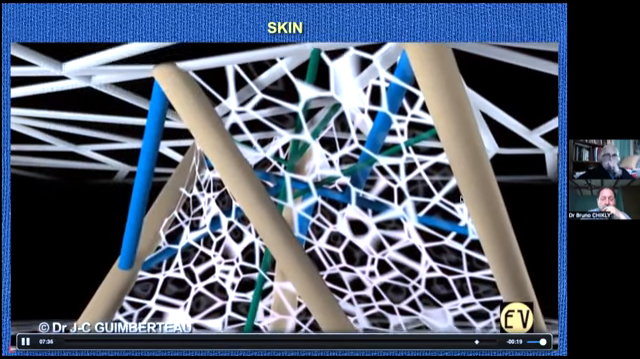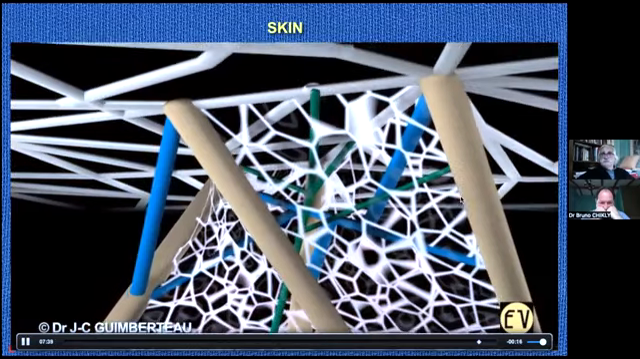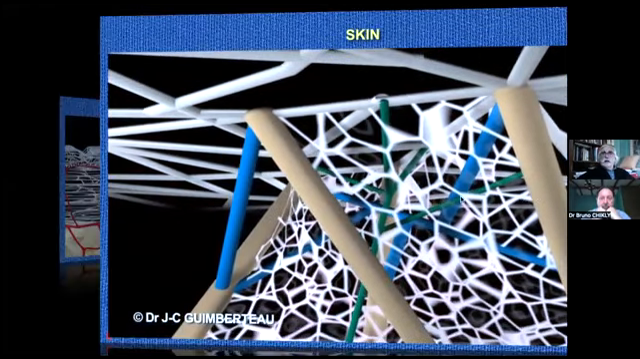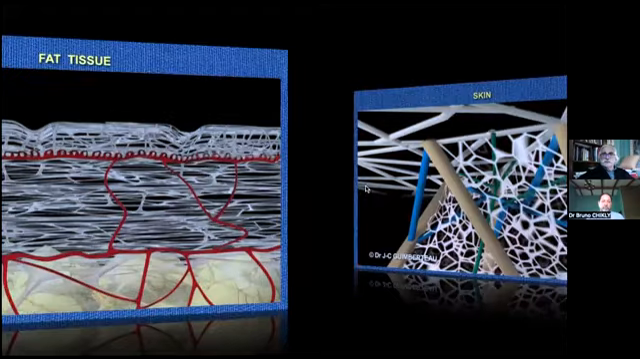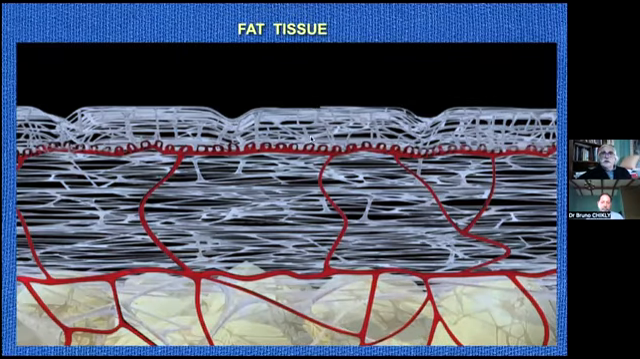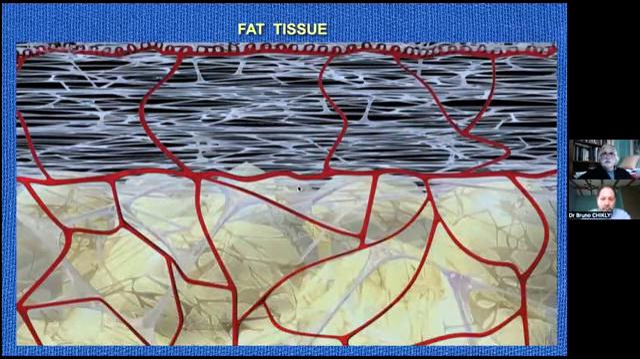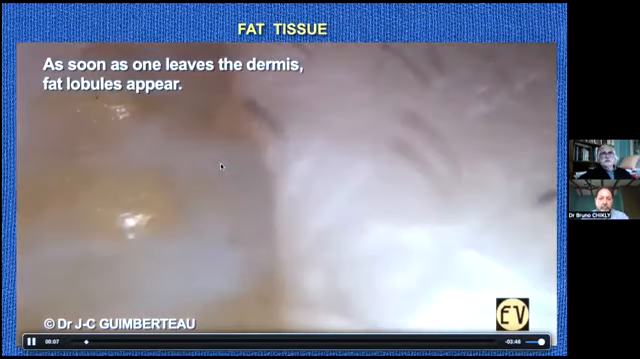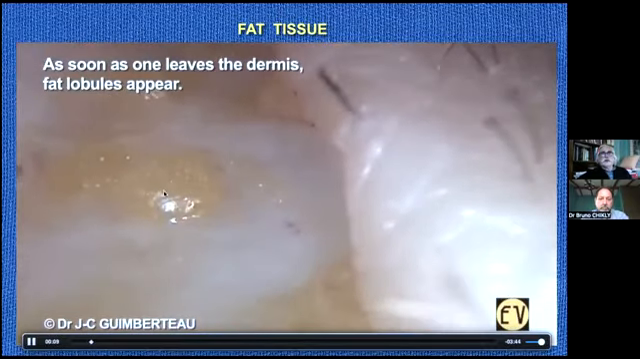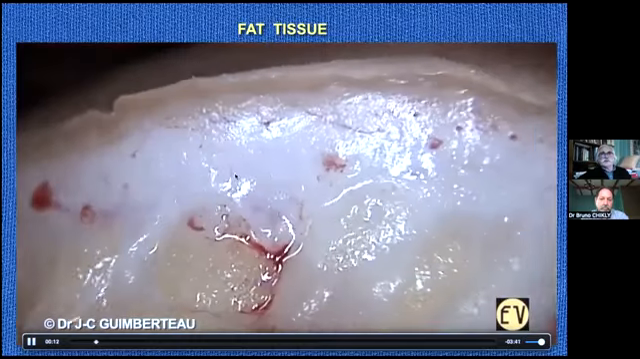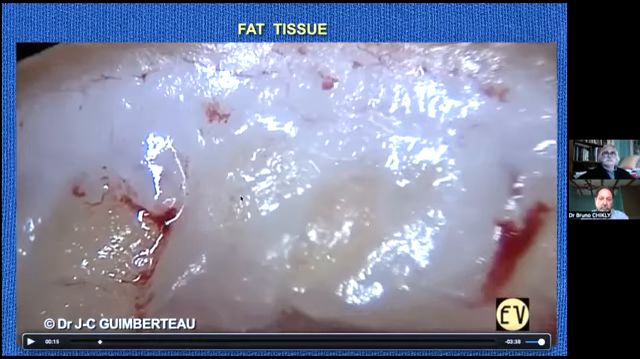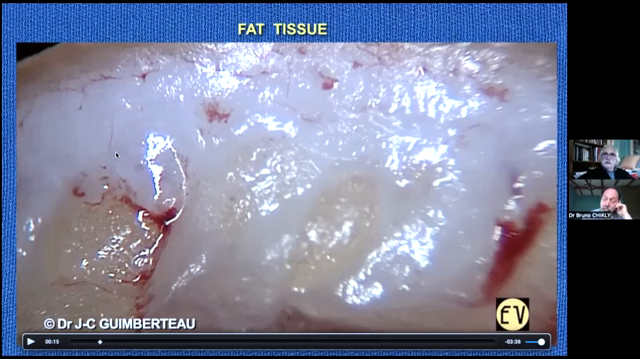So the question now is, how is it with the fatty tissue, the hypodermis? So we have seen the epidermis is made of cells and fibers. The dermis is made of fibers and few cells. We have seen papillary vessels. This is the hypodermis. When you cut the skin, very quickly you can observe fatty lobules. And this is a section. White is more fibrillar.